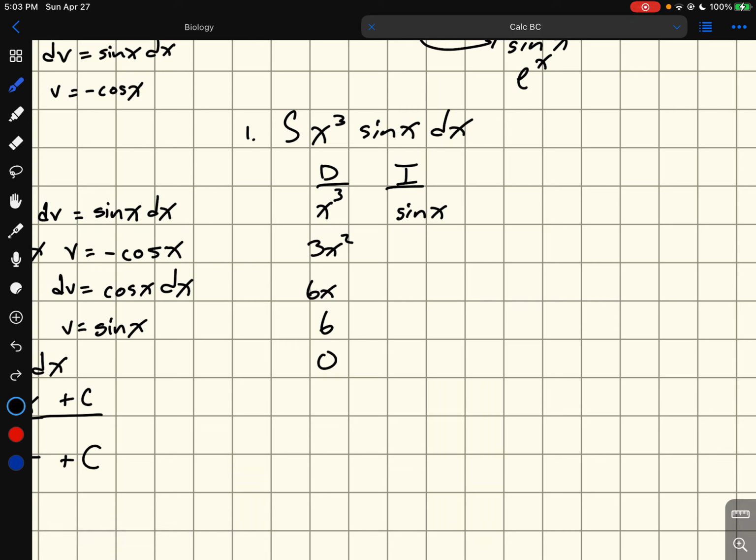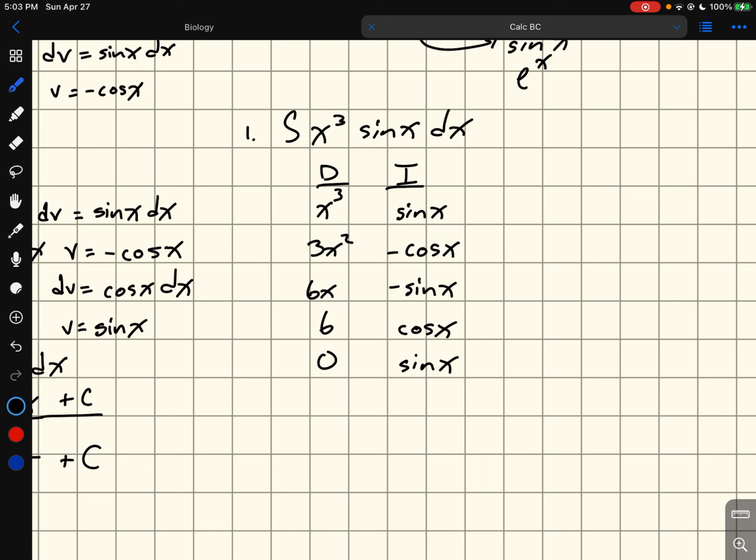Then you integrate sine as many times as you differentiated. So the integral of sine x is negative cosine x. The integral of negative cosine x is negative sine x. Then the integral of negative sine x is cosine x. And the integral of cosine x is, derivative of what is cosine? Sine.